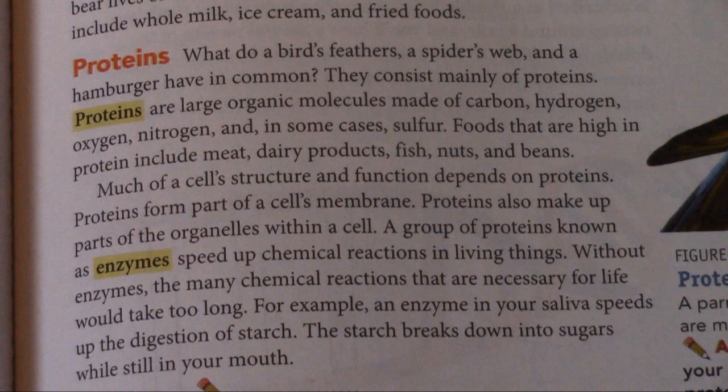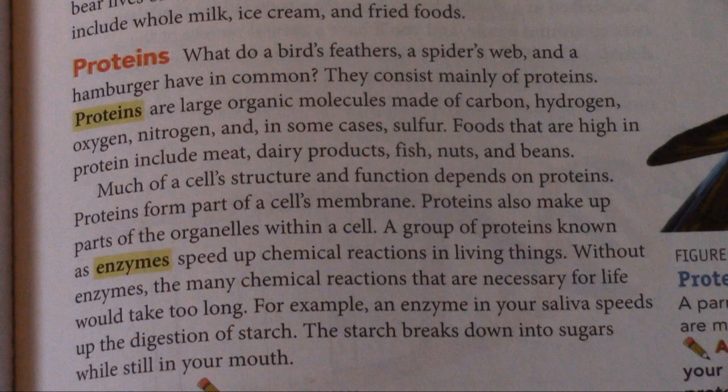Proteins. What do a bird's feathers, a spider's web, and a hamburger have in common? They consist mainly of proteins. Proteins are large organic molecules made of carbon, hydrogen, oxygen, nitrogen, and in some cases, sulfur. Foods that are high in protein include meat, dairy products, fish, nuts, and beans. Much of a cell's structure and function depends on proteins. Proteins form part of a cell's membrane. Proteins also make up parts of the organelles within a cell.